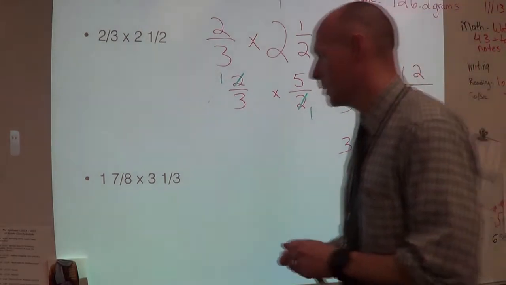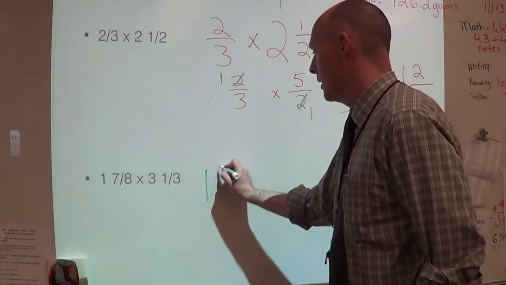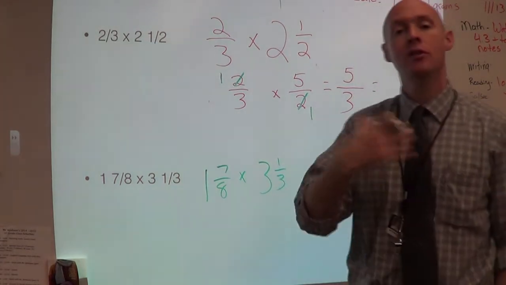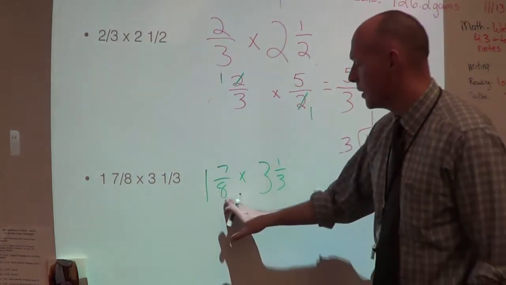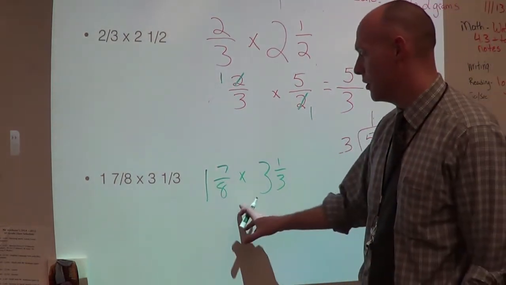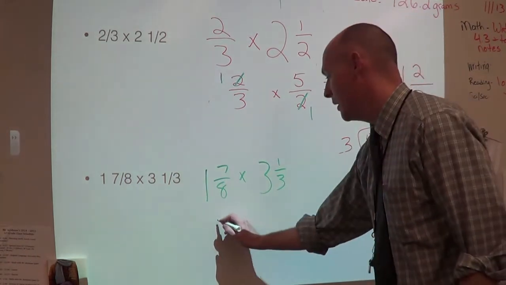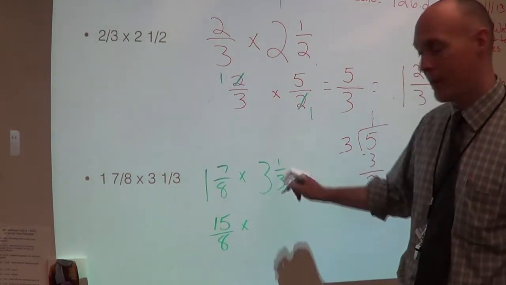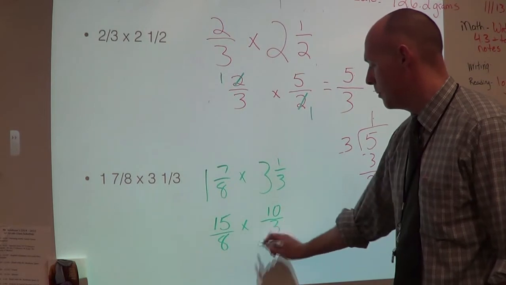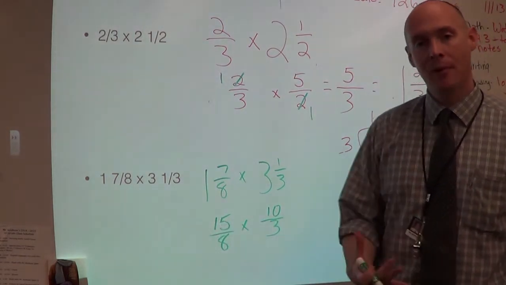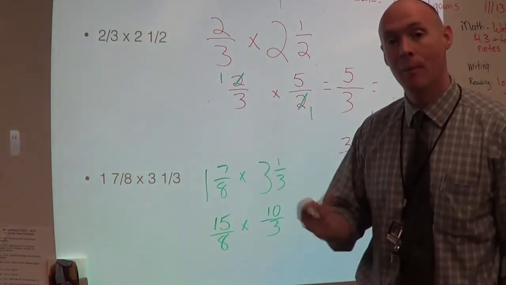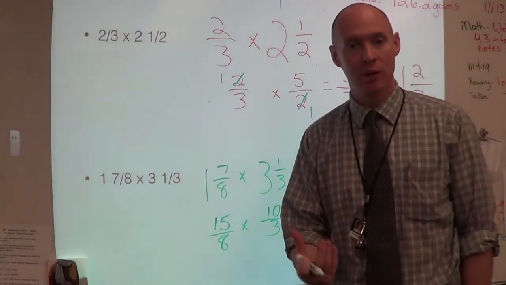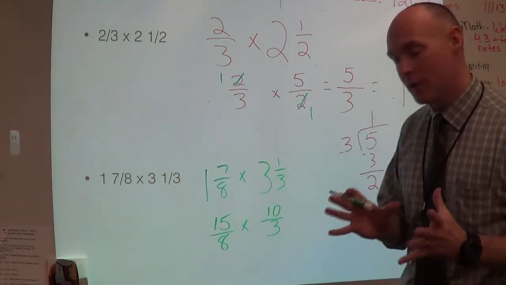Let's try this one. 1 7/8 times 3 1/3. Okay, 2 mixed numbers, just follow the same process. Step 1, change them to improper fractions. So let's do it. 8 times 1 is 8, plus 7 is 15, times 3 times 3 is 9, plus 1 is 10. Perfect. So now we have 2 improper fractions, and this is a case where simplifying before we multiply will make a lot easier. Sure, could you just multiply the top, multiply the bottom, and then simplify? Absolutely. But looking at it, it may be easier to simplify first.